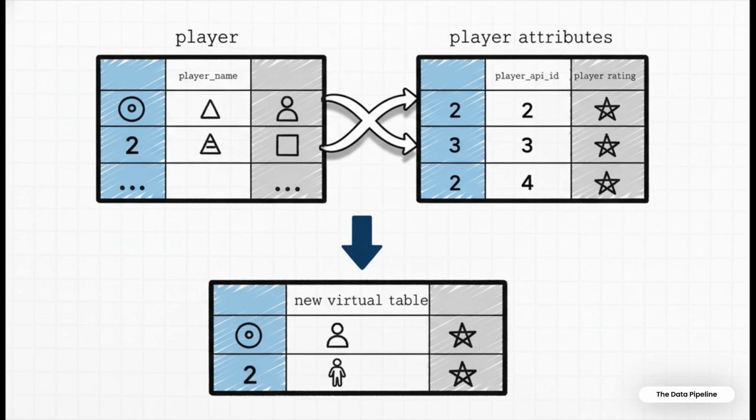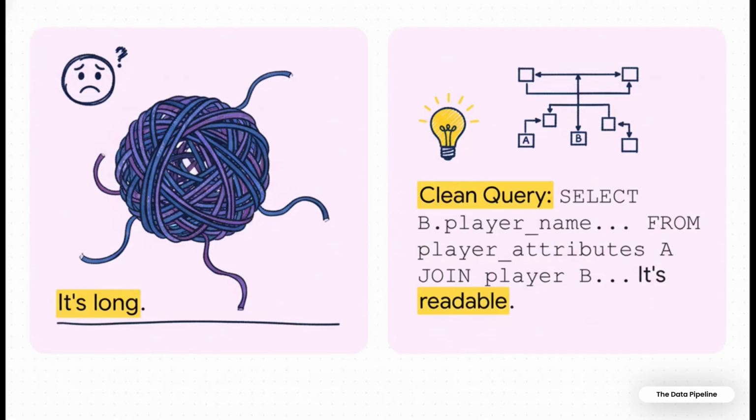Now, as your queries get longer with joins and things, they can start to look pretty messy. So here's another pro tip, use table aliases. Just like we did with columns, you can give your tables short nicknames. Here, we're calling player attributes A and player B. Just look at the difference. The query on the right is so much cleaner and easier to read. This is absolutely essential for writing professional code that you or someone else can understand later.